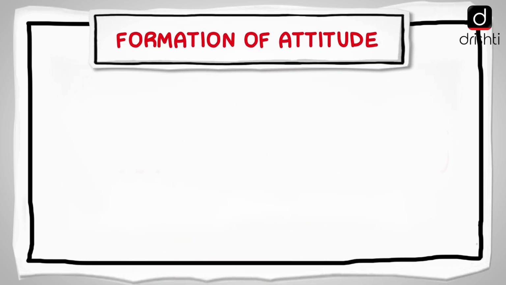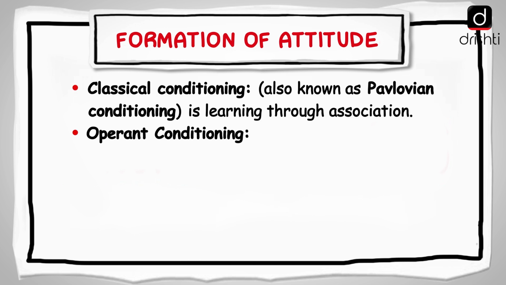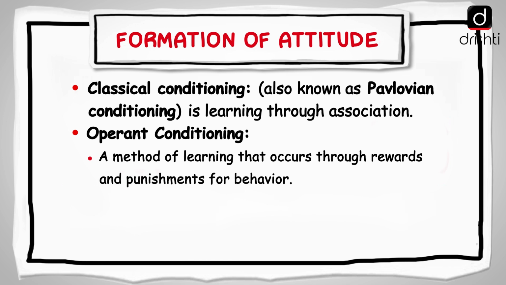Now, let us move towards the formation of attitude. Many theories are present to identify the formation of attitude, such as classical conditioning, also known as Pavlovian conditioning, which is learned through association.